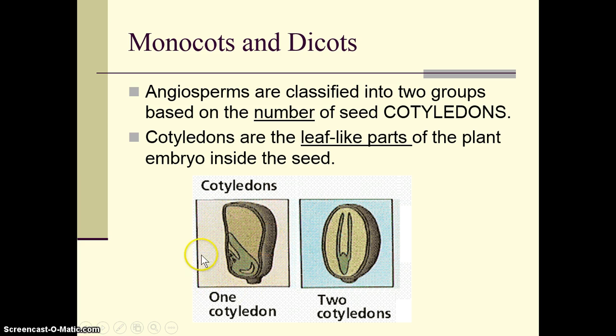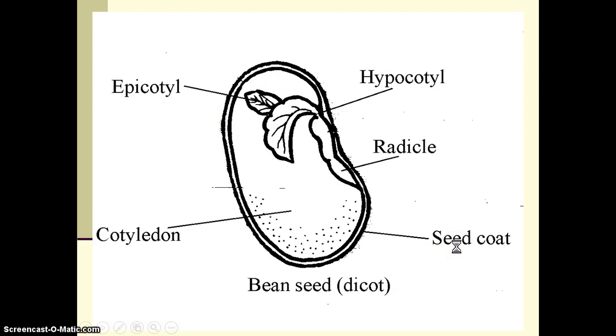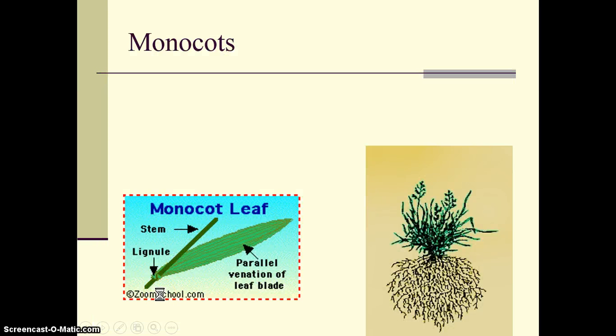So if you cut a seed open, you can see this little leaf-like part here, or this little leaf-like part here. They are called the cotyledon. So in this seed, there is one cotyledon. That's where mono comes from, mono meaning one. And in this seed, there are two cotyledon, di meaning two. Here again, this is a cross-section of a bean seed, which is a dicot. You can see that there are two cotyledon in the dicot bean seed.